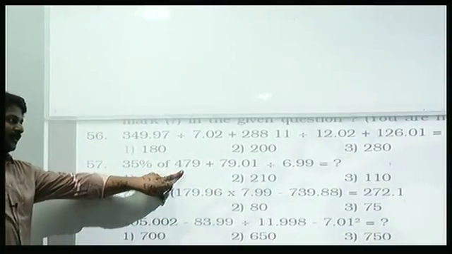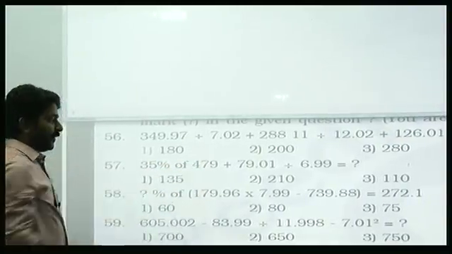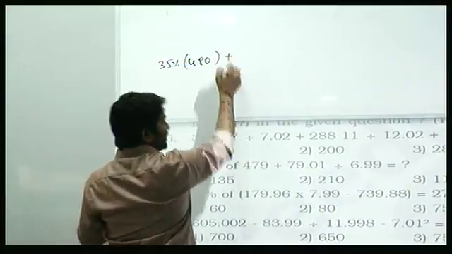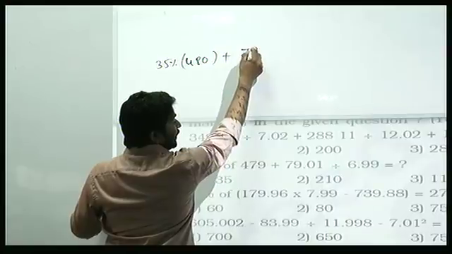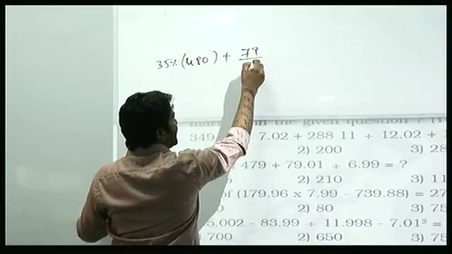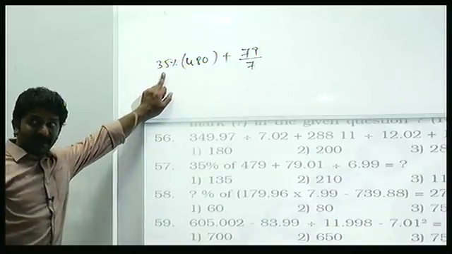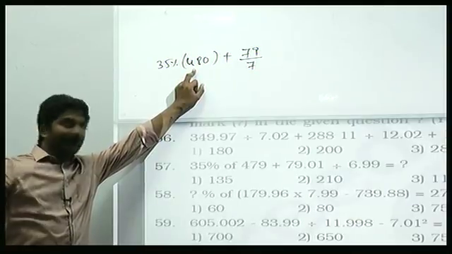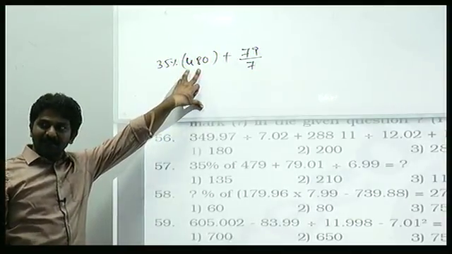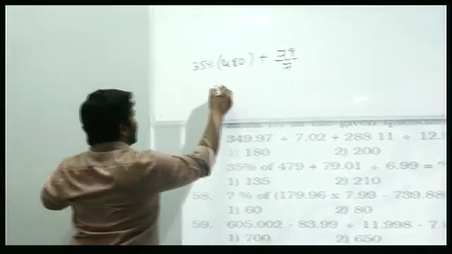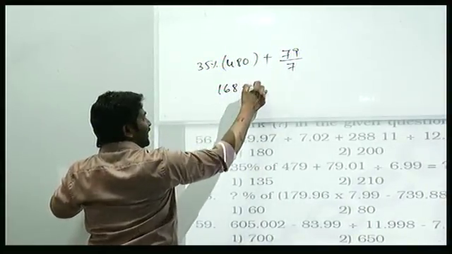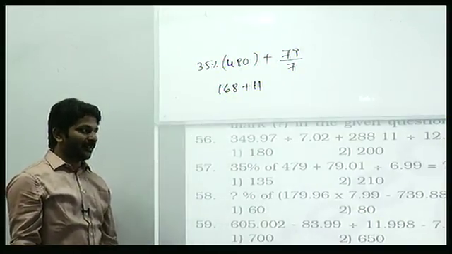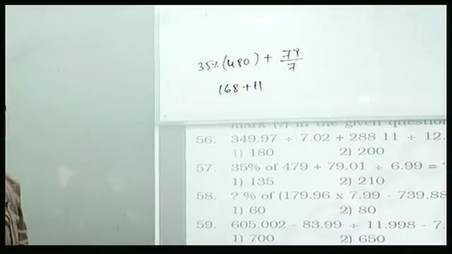Next, 35% of this number. Can we treat this number as 480? So upon 480 you need to calculate 35%. How will you get 35%? 25% plus 10%. 25% of this number is 120. 10% is 48. 120 plus 48 is 168. And here, 7 11 times is 77. So 179, approximately 180. Fifth option.